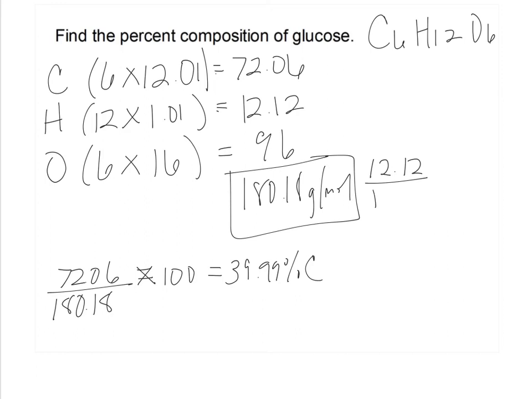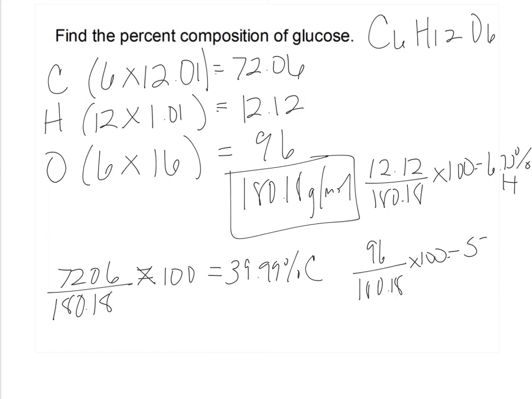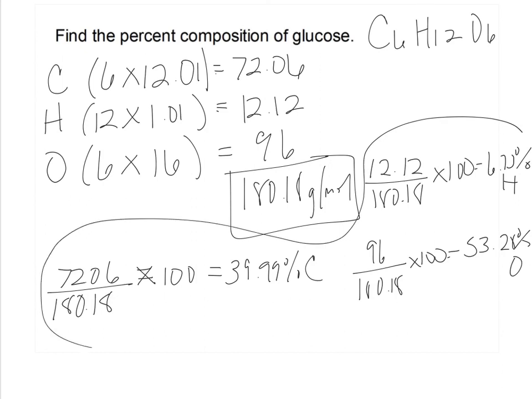12.12 divided by 180.18 times 100 gives 6.73% hydrogen. And then my oxygen, 96 divided by 180.18 times 100, and I get 53.28% oxygen. So this right here would be your answer.